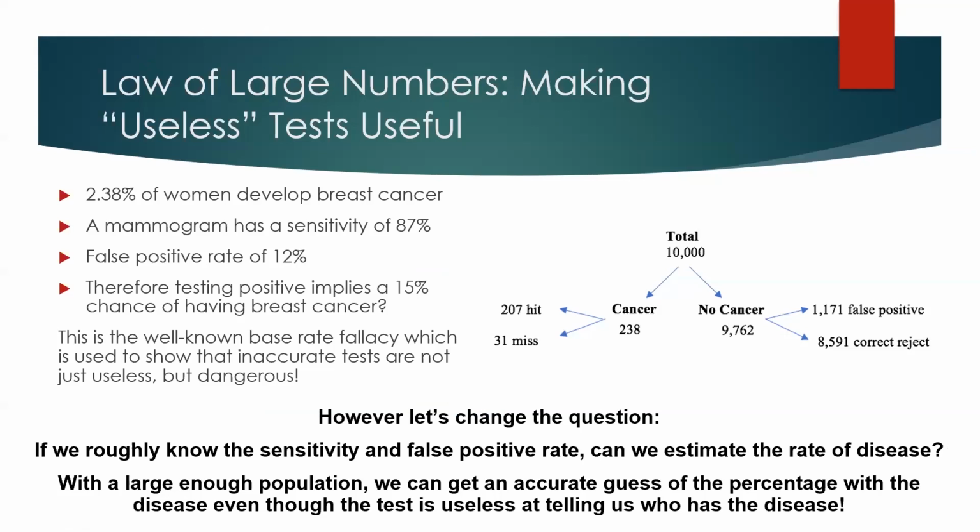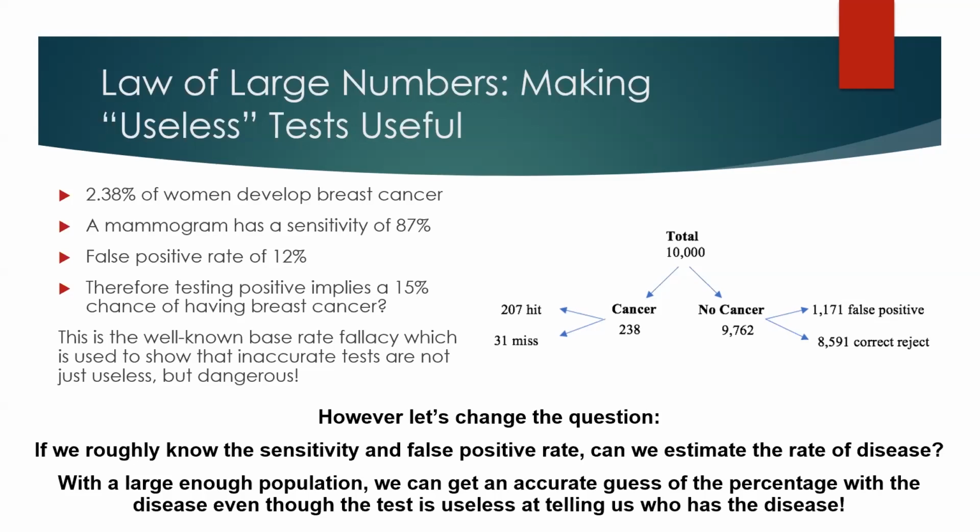Before I get to the results, I want to summarize it a little bit with one high-level slide, and it's that the law of large numbers means that useless tests are actually useful, right? So to really wrap your head around how to make use of a useless test, let's look at some statistics that people use for learning about the base rate fallacy with breast cancer. With breast cancer, about 2.4% of women develop breast cancer, and a mammogram has a sensitivity of 87%, and it has a false positive rate of 12%.